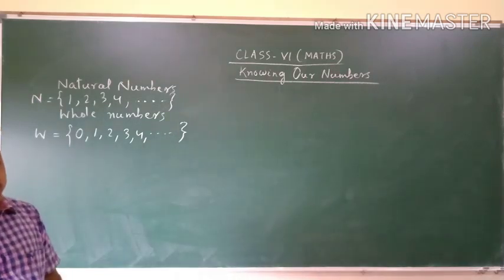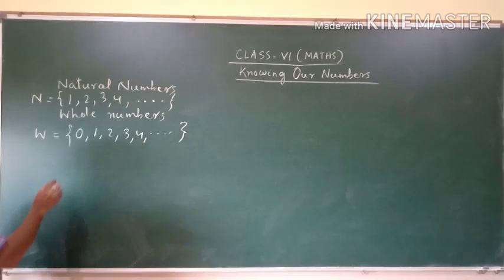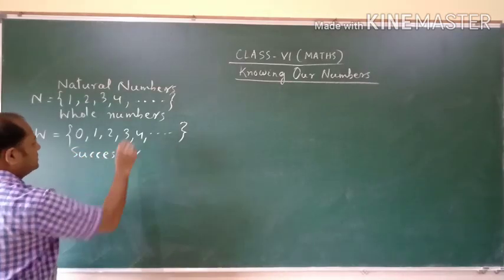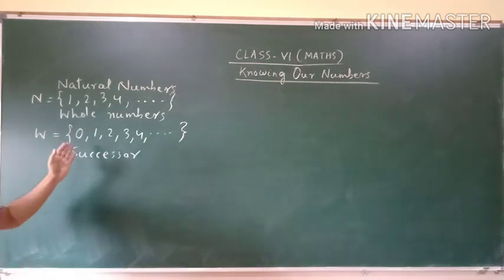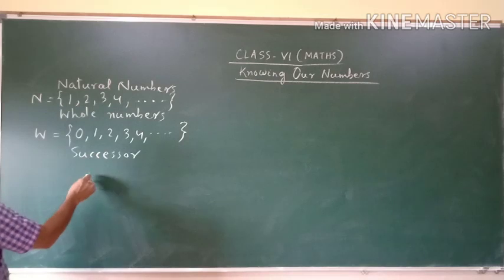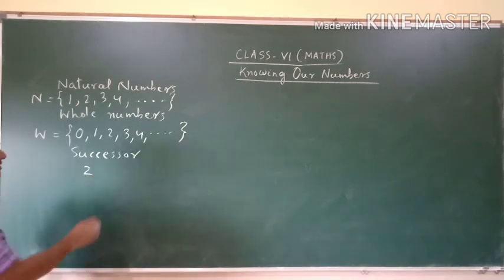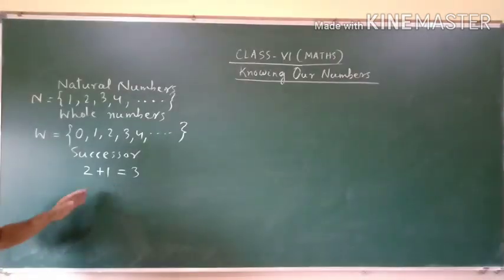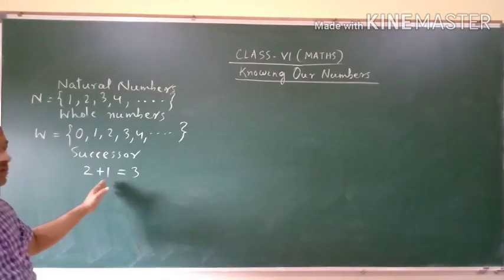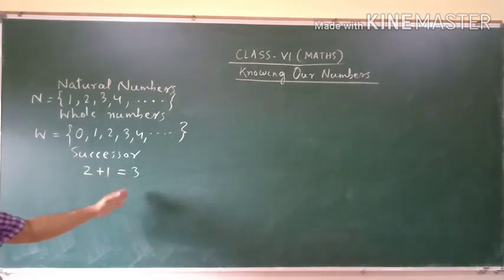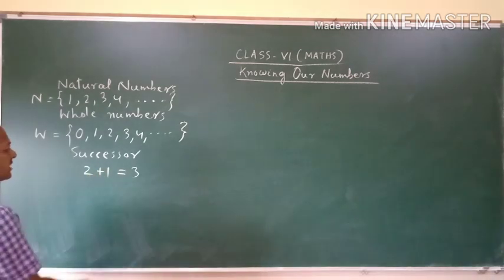Now, the successor of a given number. What is a successor? A successor means the next number. What is the successor of 2? The successor of 2 is 2 plus 1, that is 3. So the successor of 2 is 3. Adding one more to a number gives its successor. The successor of 3 is 4, like this.